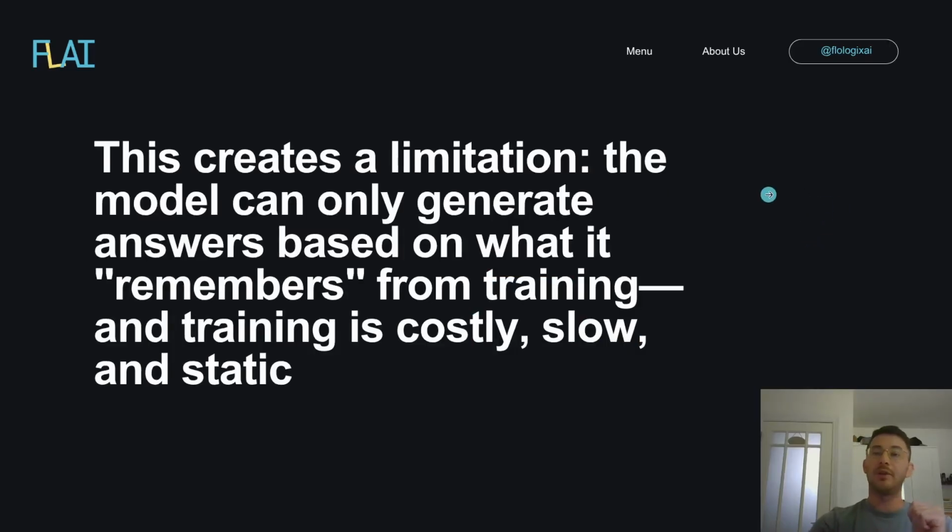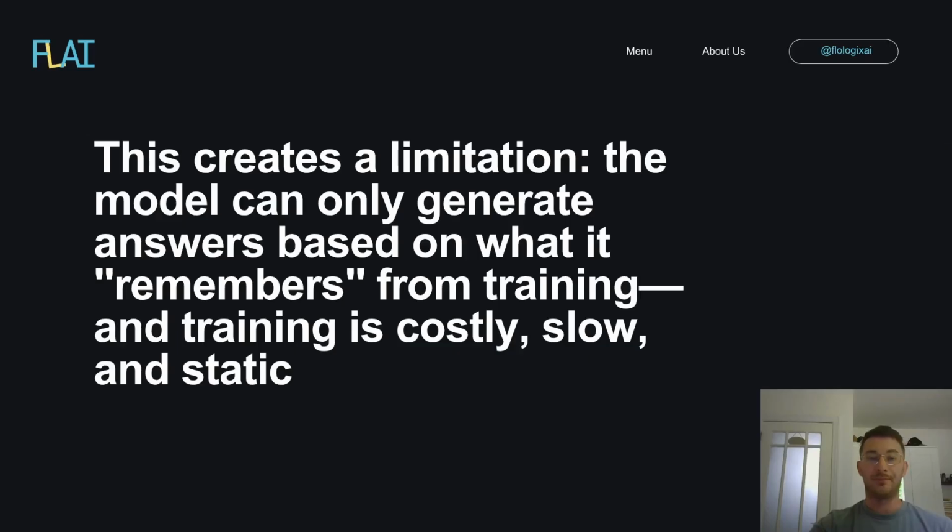The model can only generate answers based on what it remembers from training, and training is costly, slow, and static. So this means that retraining a model gets done once every couple of months to get a new model up to date with more relevant information, and it takes a huge amount of GPU processing to get a model trained.